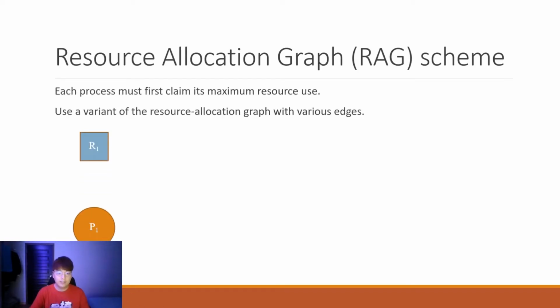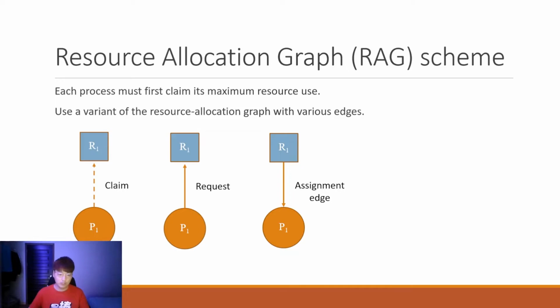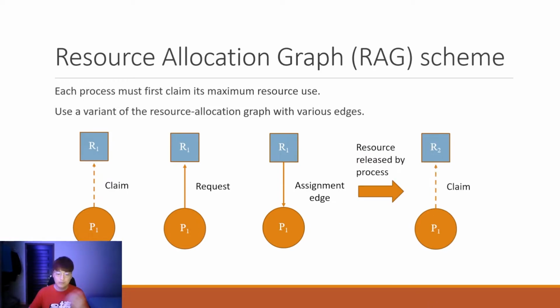In addition, a different type of RAG with a slightly different set of edges can be used. For example, before the process makes a request to his targeted resource, he must make a claim first to announce the maximum resource that he needs. Then, he can only make the request after the claim. After that, as usual, he will be assigned the instances from the resource box, and finally, after he's done using it, he releases the resources and makes a new claim to his next target.